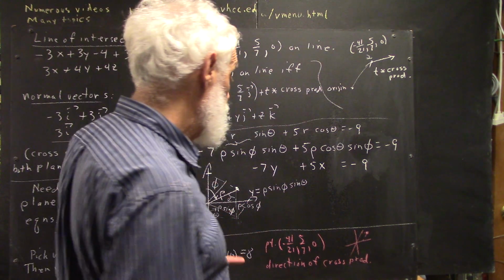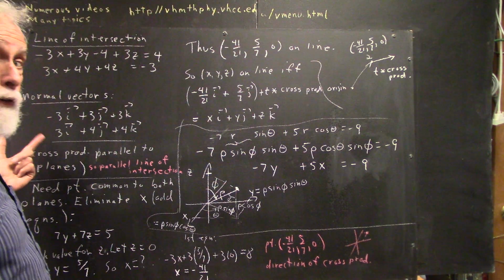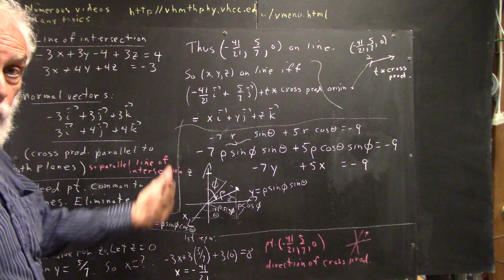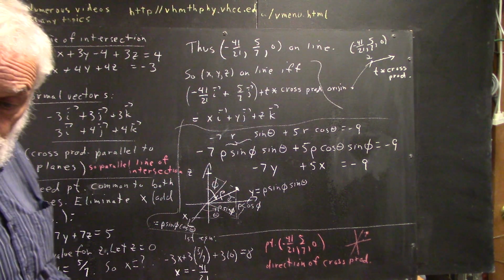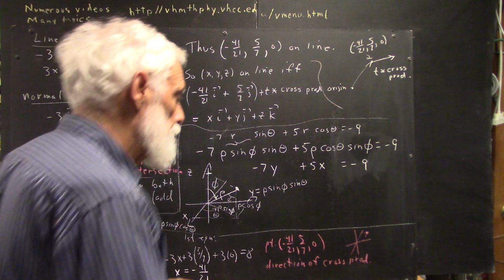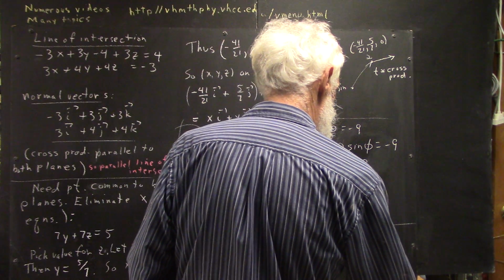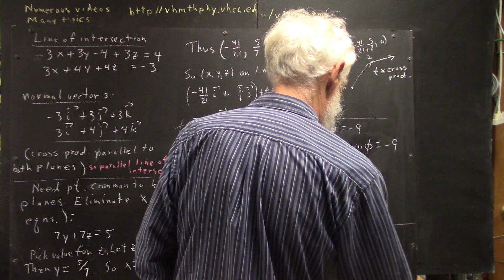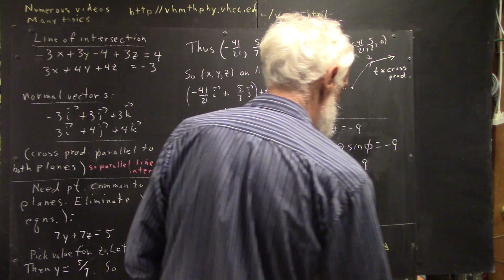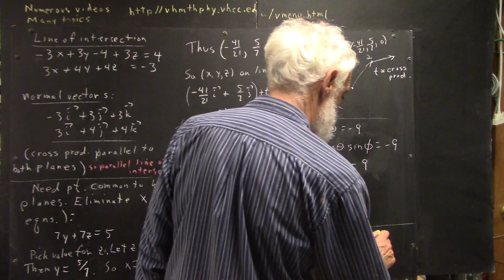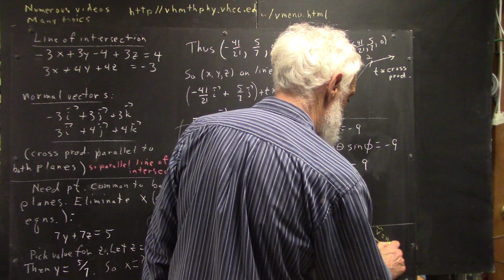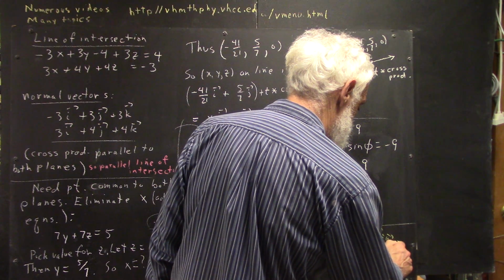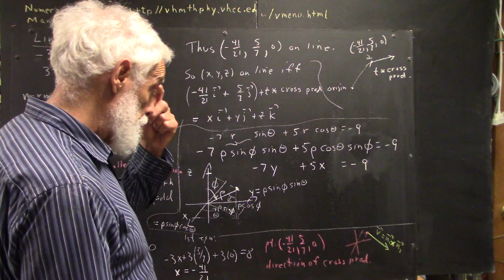Okay, then we've got a line, and the line's parallel to the cross product of these two vectors. Now I'm not going to attempt to figure out where the cross product of those vectors is, although that wouldn't be particularly difficult. But let's just say the cross product is like this. Let's call this V equals N1 cross product with N2.